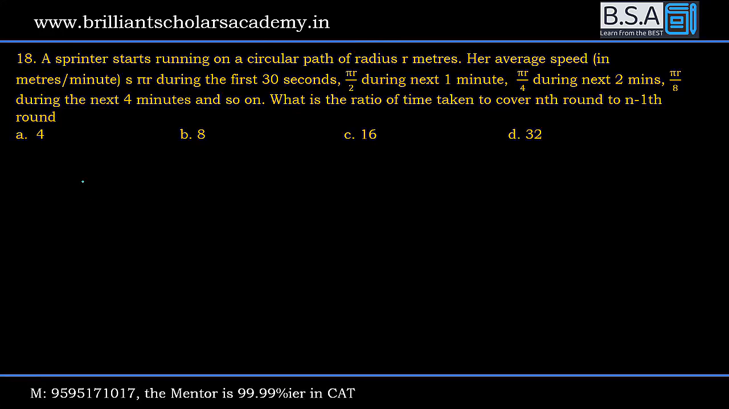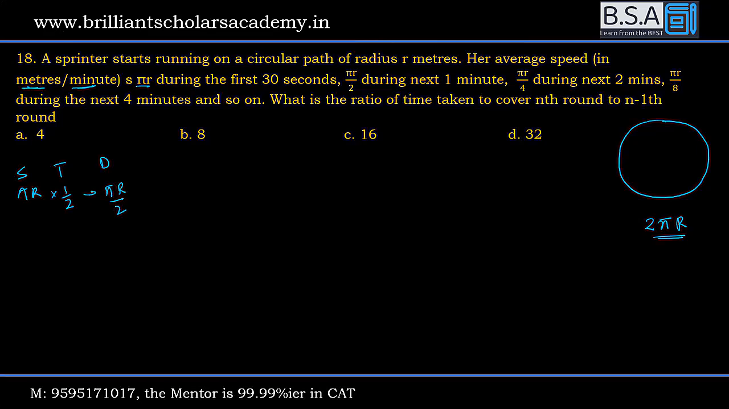I want you to focus on distance. One circle is worth how much? One circle is 2 pi r. What is the speed? Speed is pi r. What is the time? Time is half a minute. The speed is in meters per minute, and time is in minutes. I have deliberately put time in minutes. So what will be the distance traveled? Distance traveled is pi r by 2. In half a minute, distance is pi r by 2.